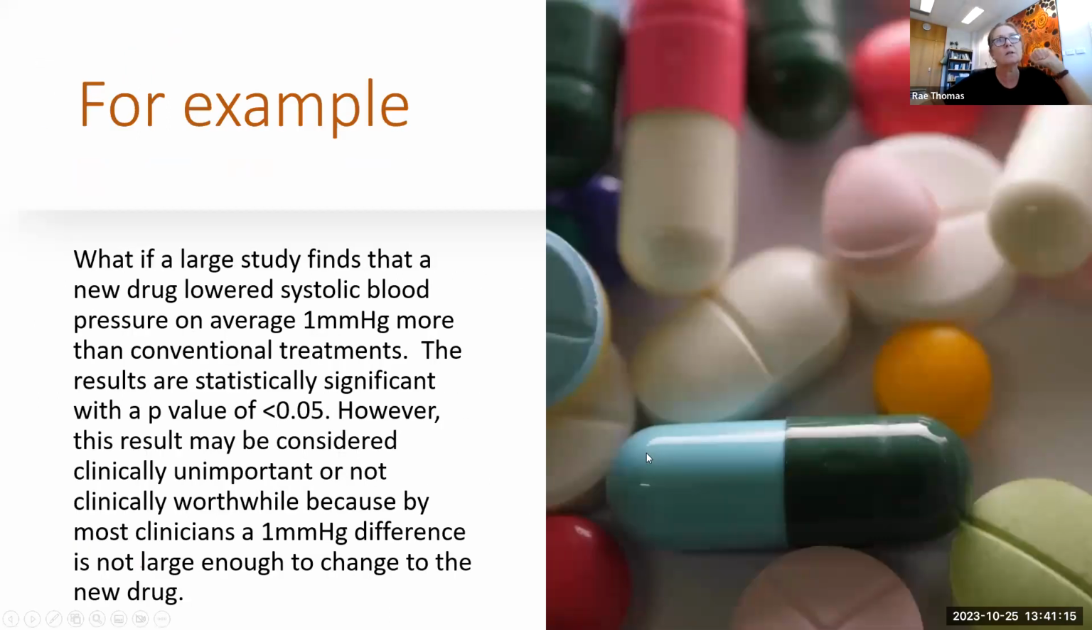For example, what if a large study finds that a new drug lowered systolic blood pressure on average by 1 millimeter of mercury? The results are statistically significant, p less than 0.05. However, it's 1 millimeter of mercury, and the results might not be considered clinically important or worthwhile. So statistically, good to go. Clinically, would you change your whole practice for one? That's something that clinicians have to decide whether or not it's important.